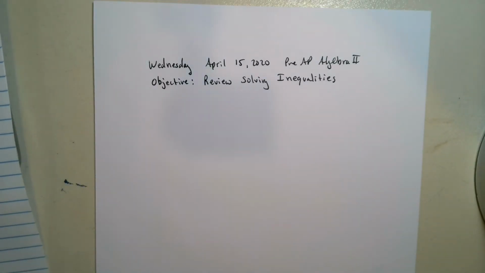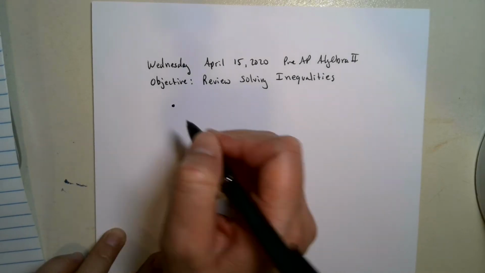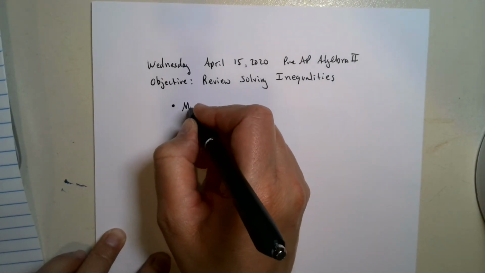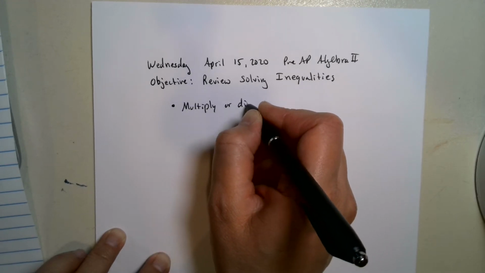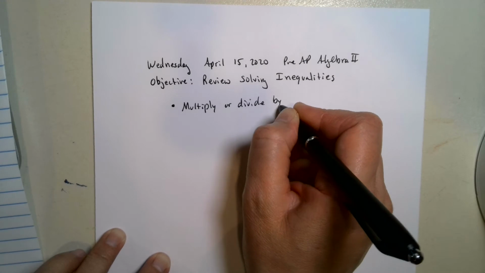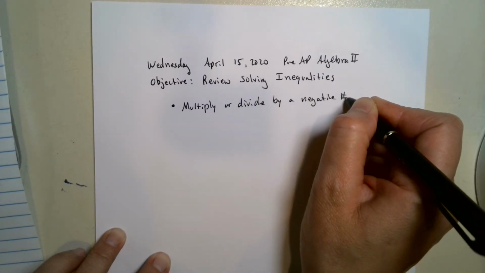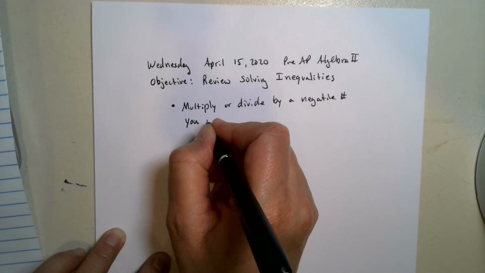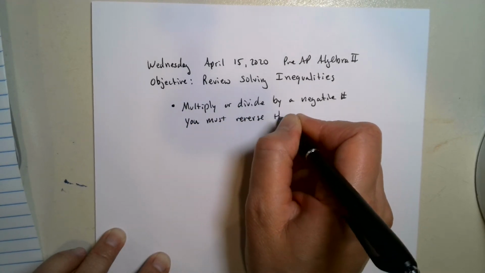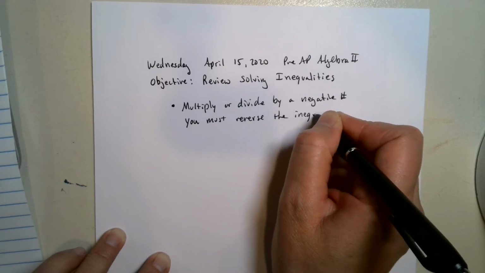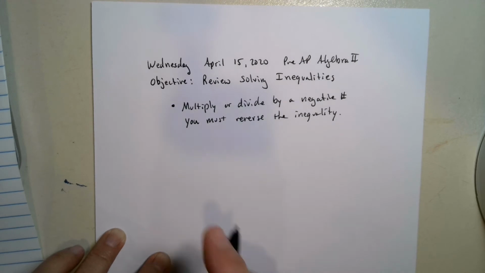All right, so with solving inequalities, there are two differences that you need to remember. That if you multiply or divide by a negative number, you must reverse the inequality symbol. Otherwise, you don't get a true statement.